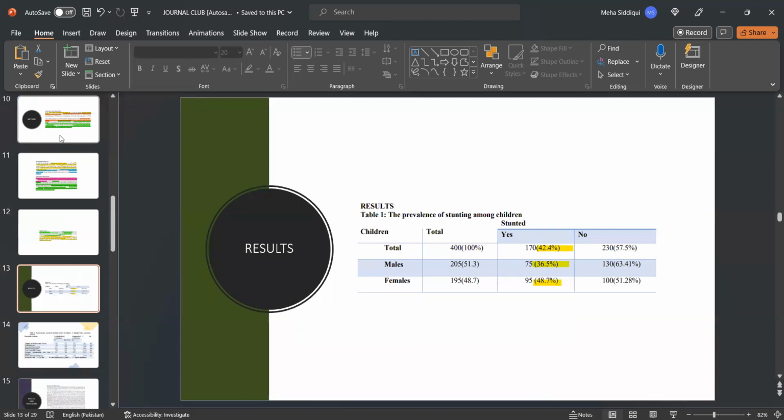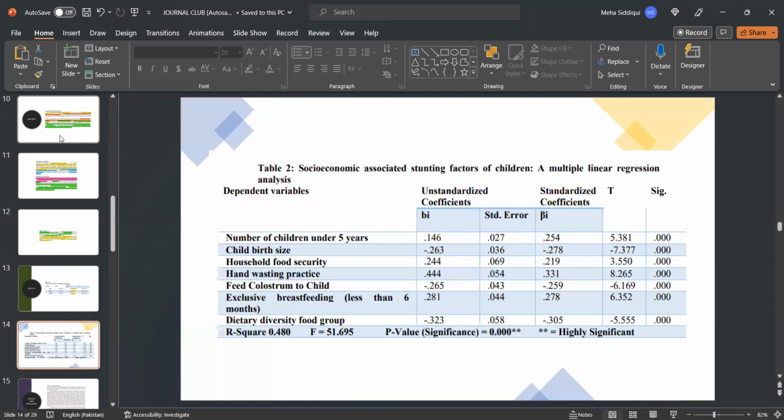So these are the results showing the prevalence of stunted children among males and females. Here we can see that a total of 42.4% of the children were stunted, out of which 36.5% of the males were stunted and 48.7% of the females were stunted.